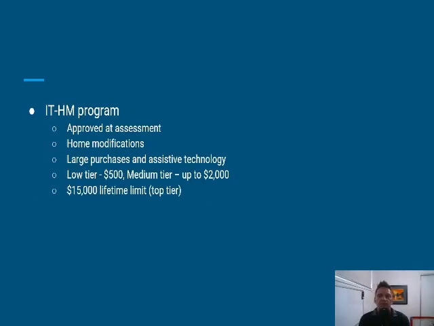Another big difference between the home care package and the support at home program is that under the home care package program, any larger items, any ongoing items would have been covered under that one budget.